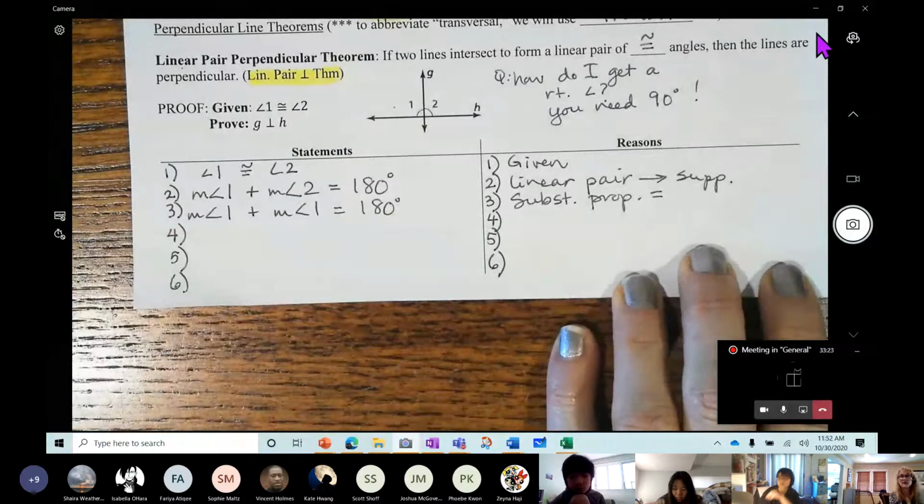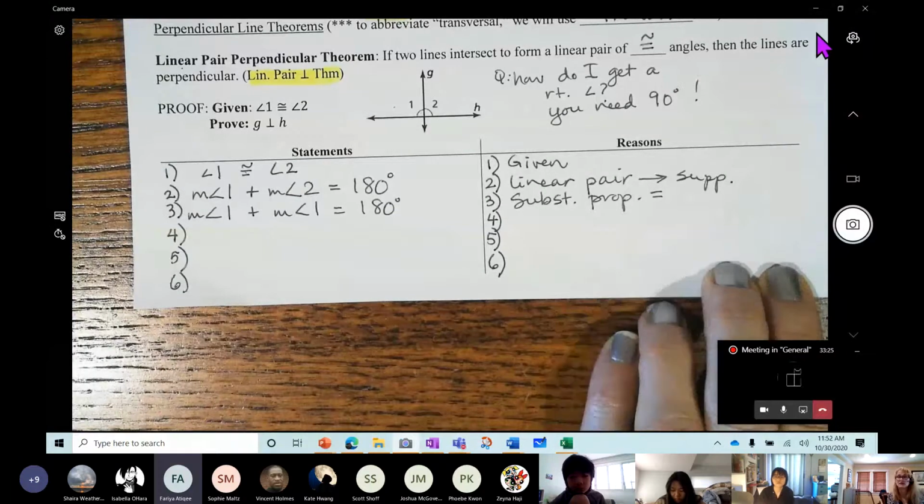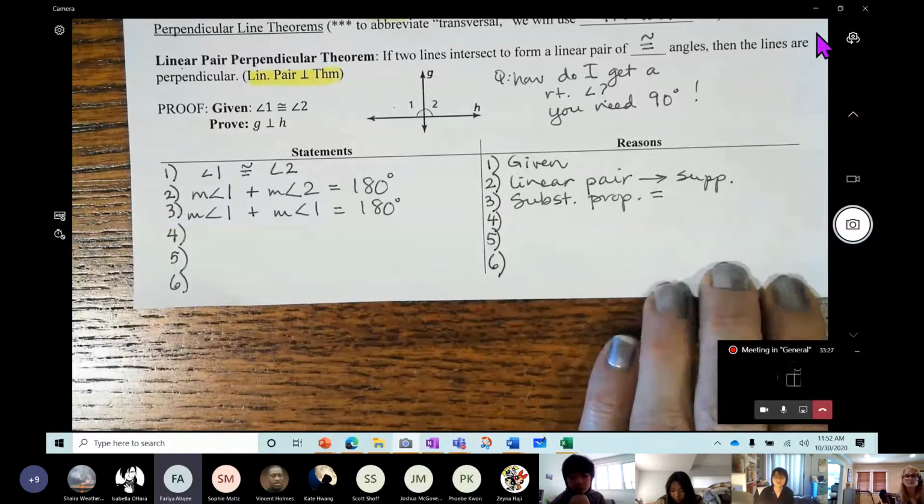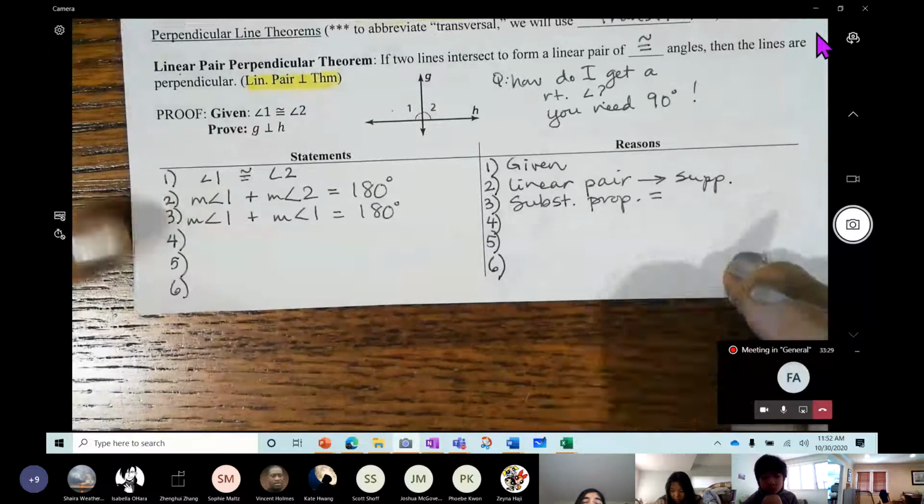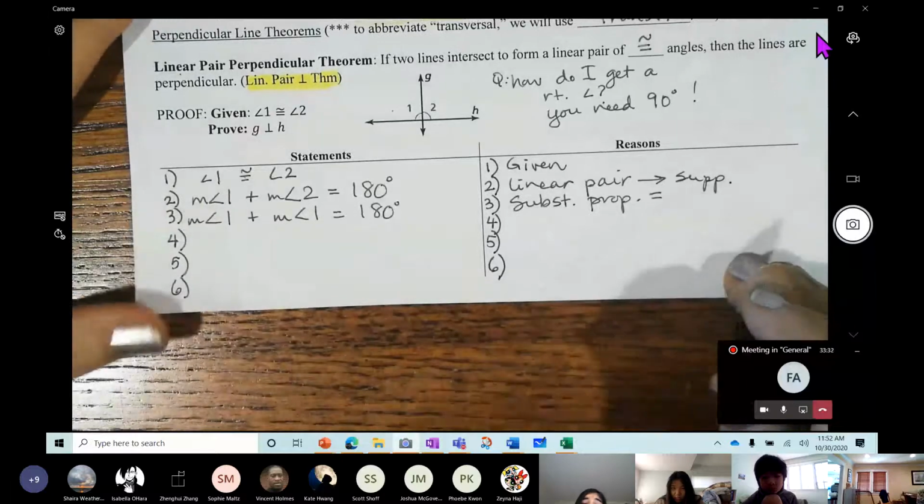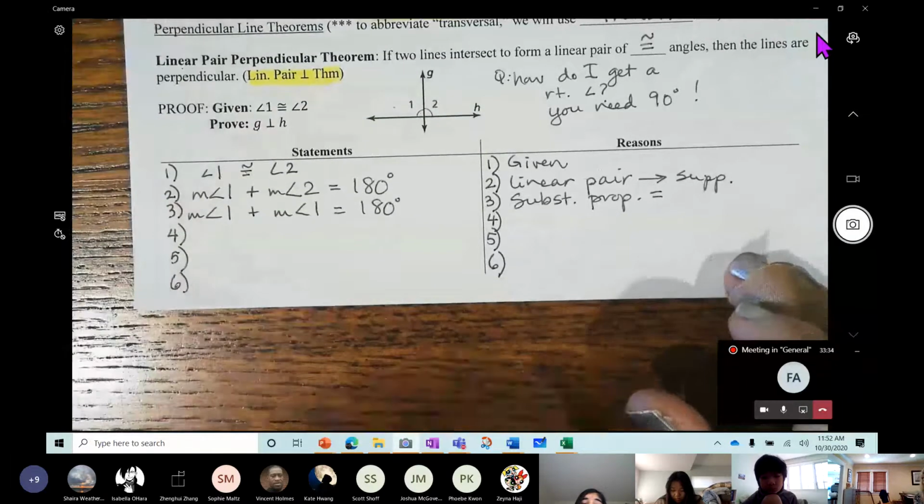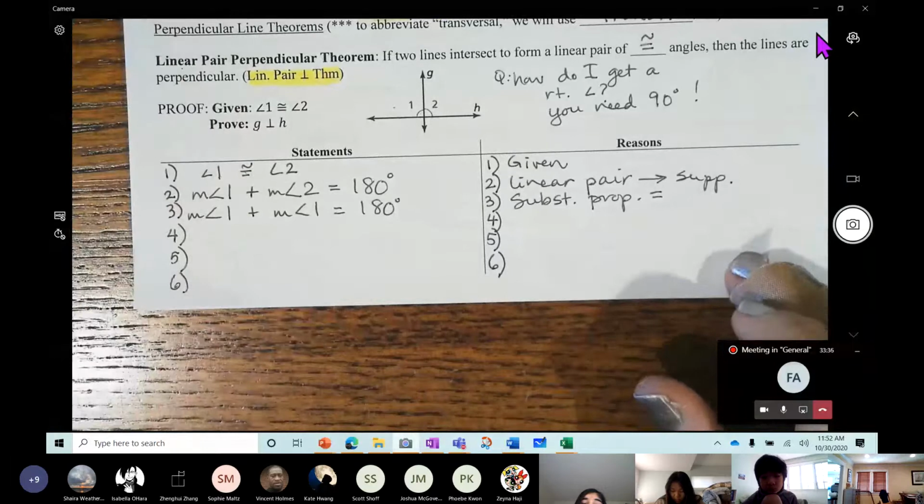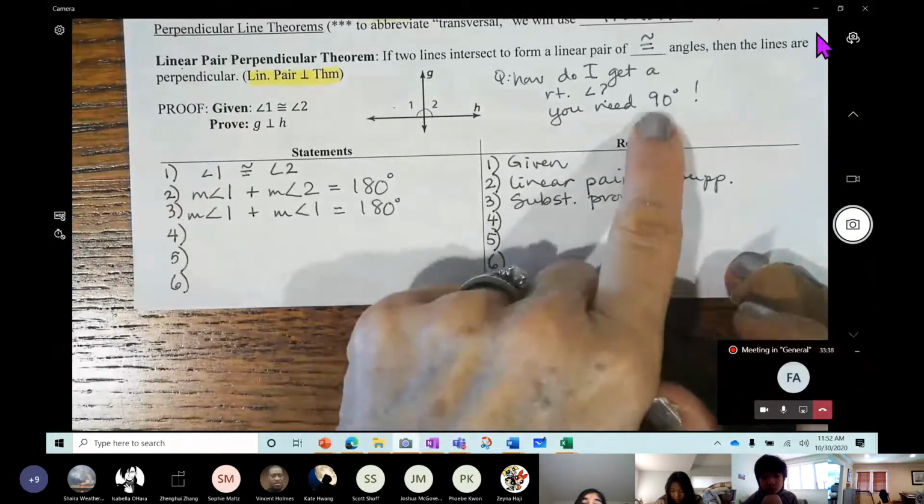Faria, is your thing not working? Just unmute yourself and tell us. Would you do measure of angle 2 plus measure angle 2 equal 180? Oh, see, that's a good guess. But does that help you get closer to 90?